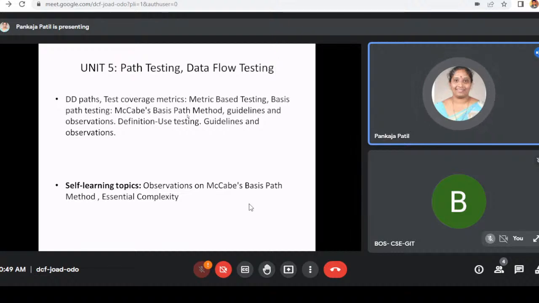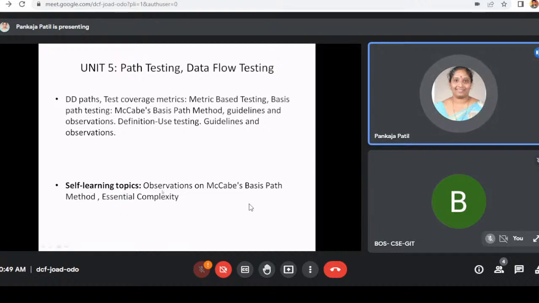One will be having a question in mind: how to decide what are the different cases to be included in the test case table. Suddenly, given one program, if somebody asks you to write a test case table, then it's very difficult. But the basis path method will help you in finding the different parameters on which you need to establish a test case table for any problem given. So that basis path method you're going to study here, along with some of the guidelines and observations with respect to the concept.